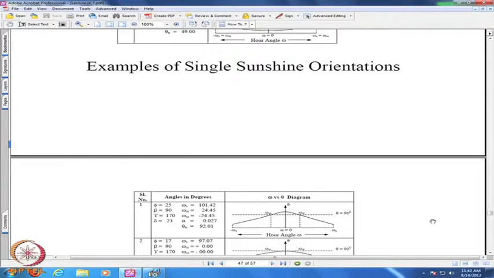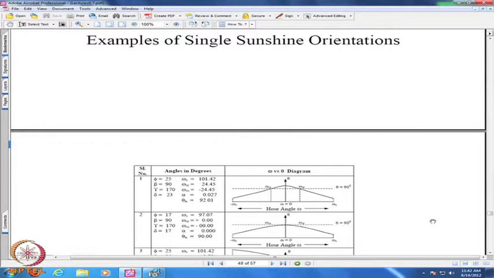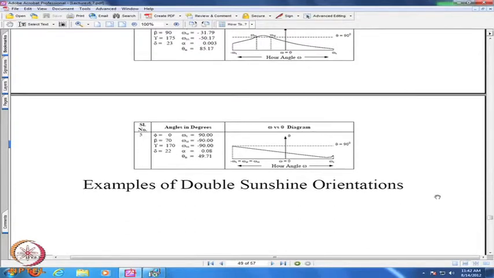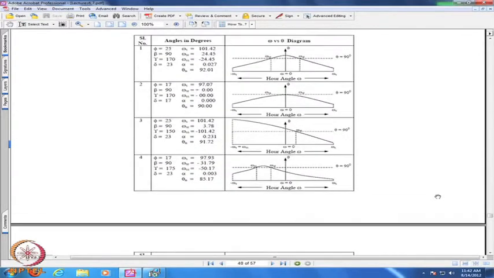Now, these are examples of double. Let me go through.